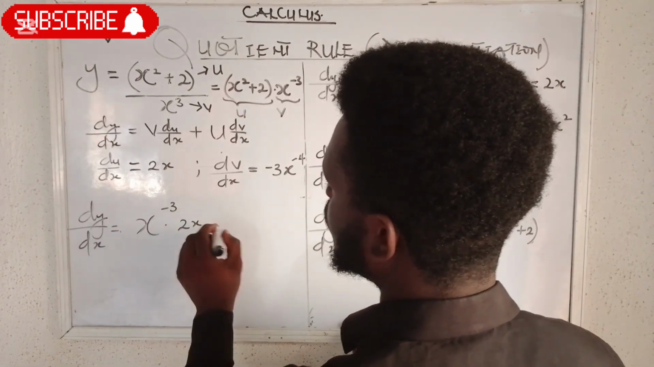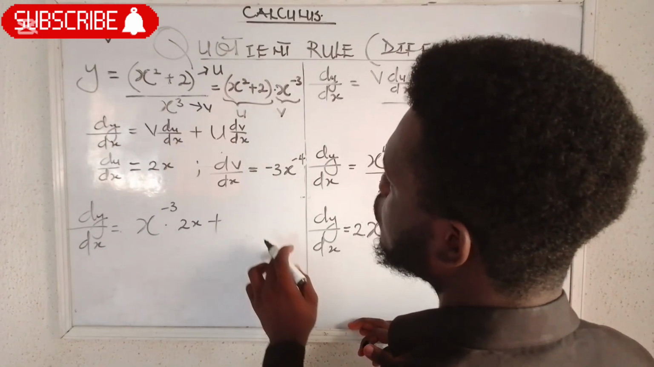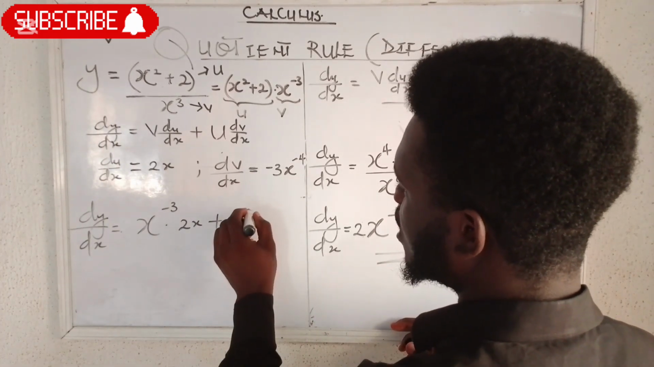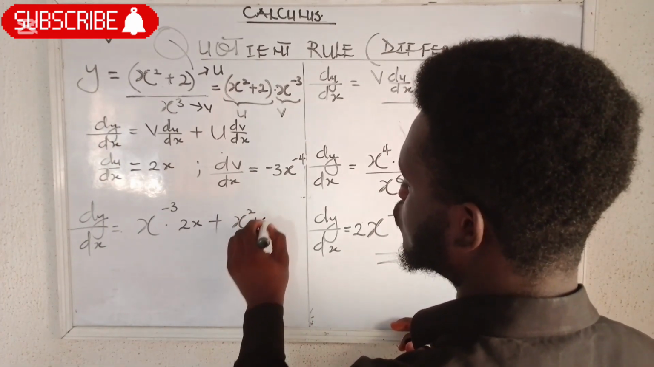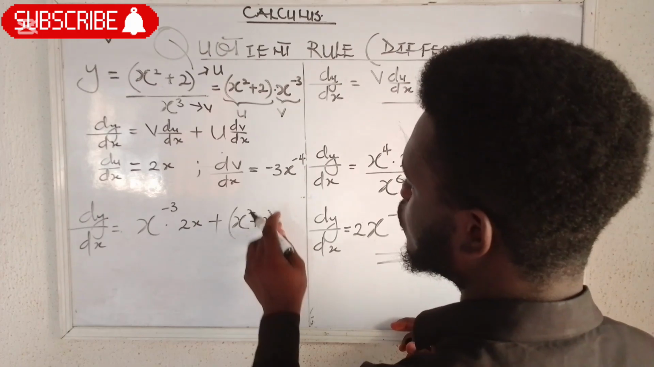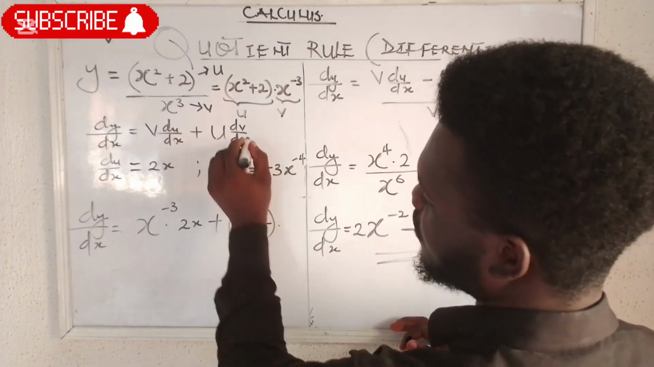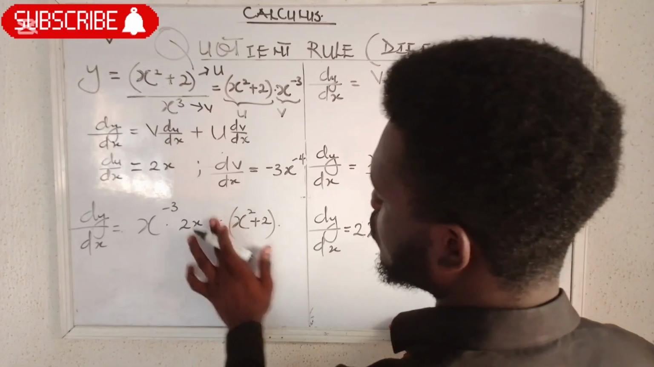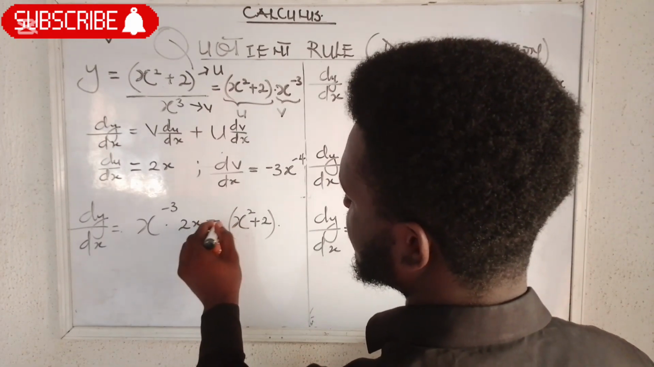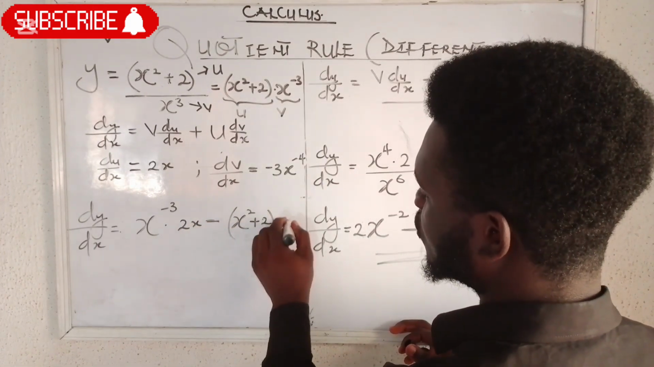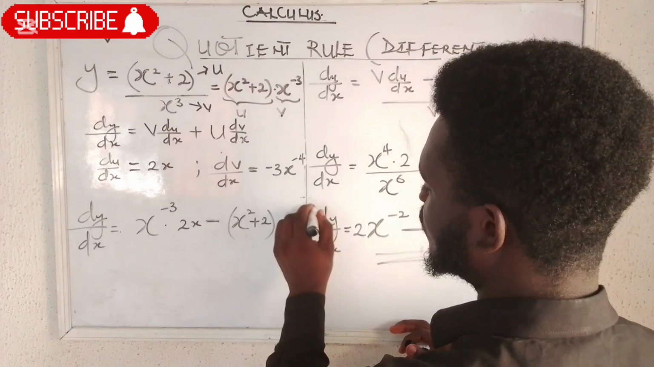times 2x. Then plus, what is u? u is x squared plus 2, multiplied by dv/dx. And dv/dx is negative 3x to the power of negative 4. So the negative is going to affect the positive, because positive times negative is negative. So we have just minus 3x to the power of negative 4.